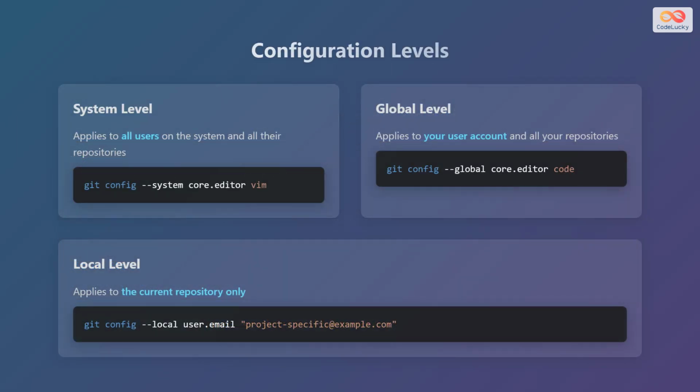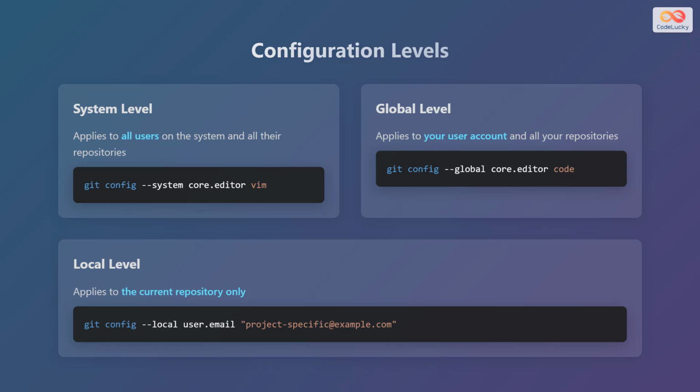Git configuration can be managed at three levels: system, global, and local. System-level configurations affect all users on the system and all of their repositories. To set a system-level configuration, use the --system flag. For example, to set the default editor for all users to Vim, you would use the command git config --system core.editor vim.